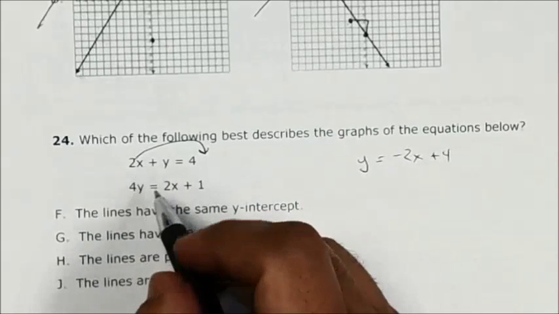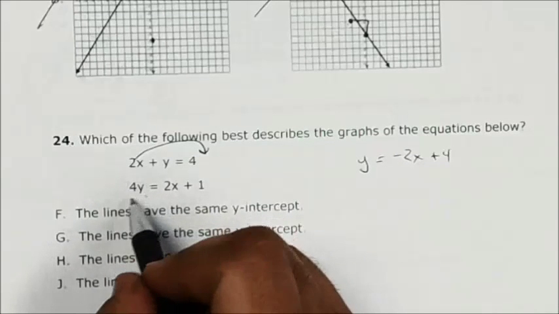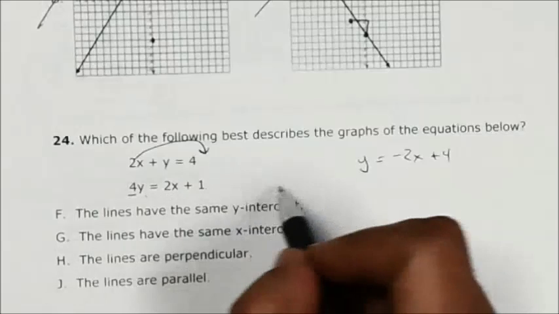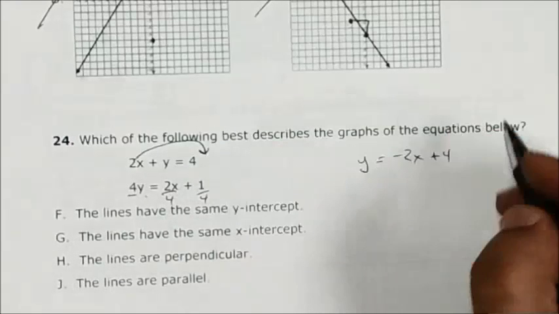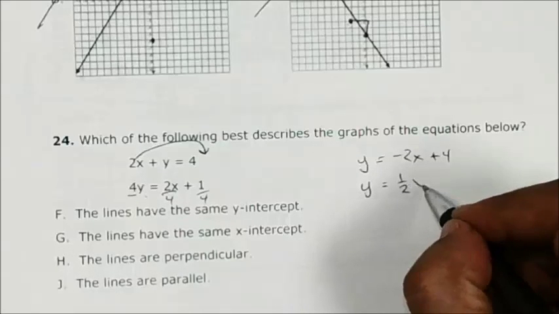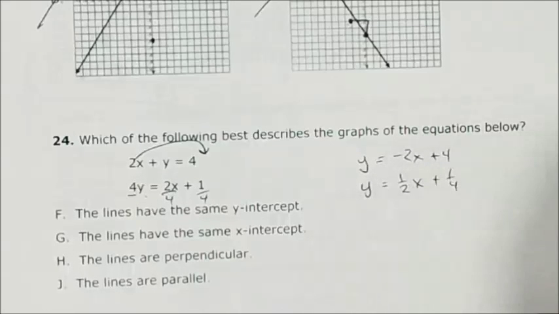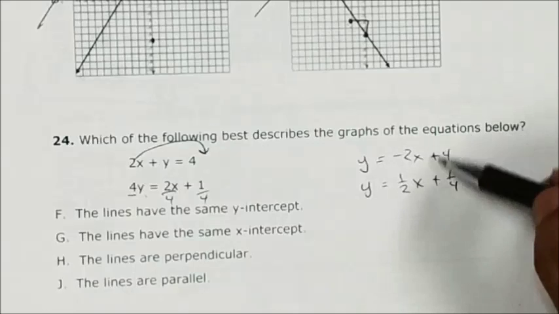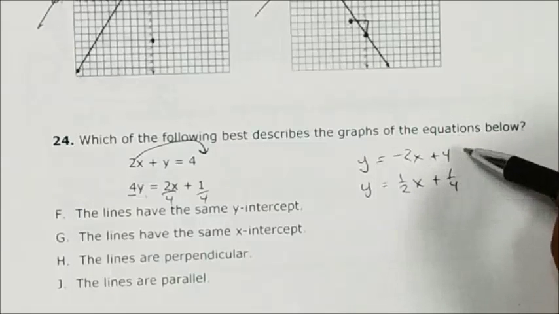If I rearrange this one, the y is already by itself, but it has the 4 right here, so I'm going to have to divide everything by 4. Doing that gives me y is equal to 1/2 x plus 1/4. So this tells me that they don't have the same y-intercept.